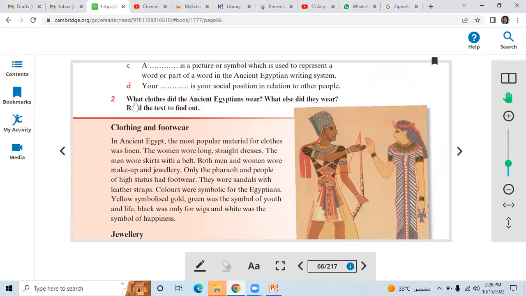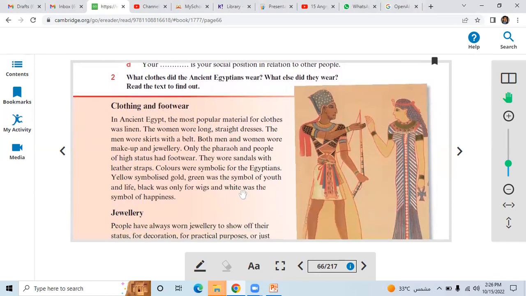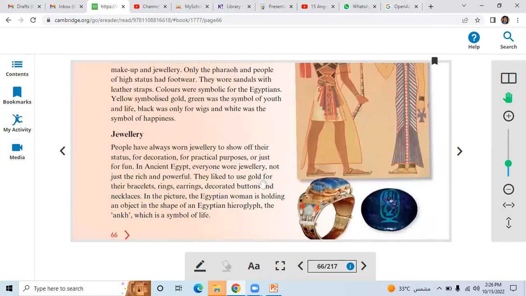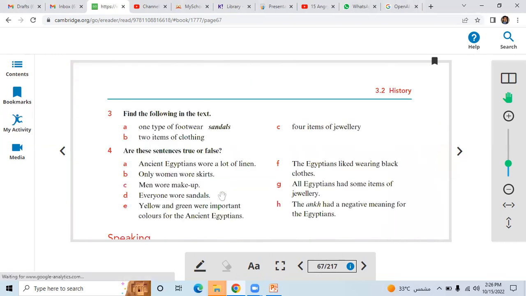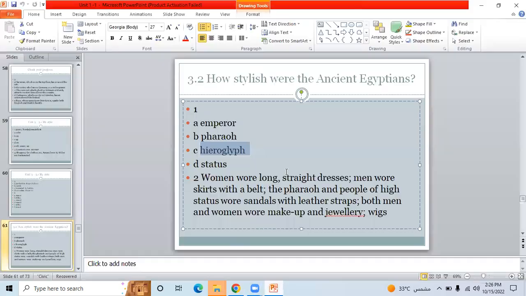Then number two: what clothes did the ancient Egyptians wear, and what else did they wear? Read the text to find out. The first paragraph is about clothing and footwear, and the second is about the jewelry they were using. Now let us find the answers to the other questions on the next page.